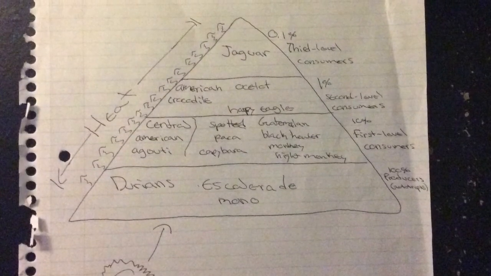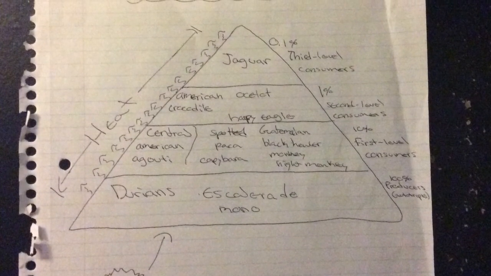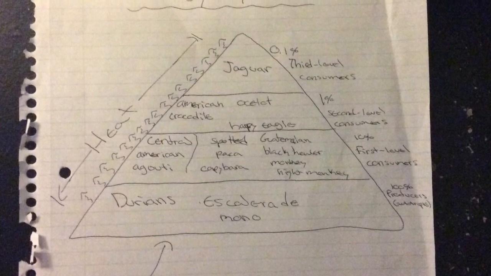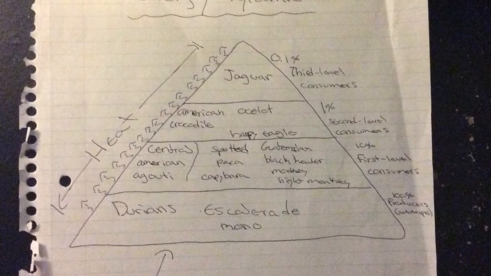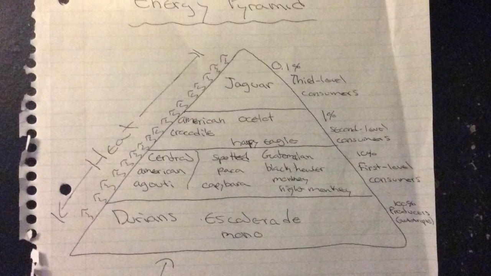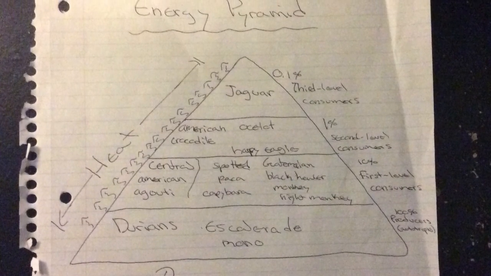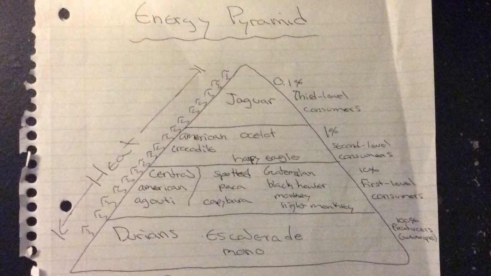This energy pyramid of Darien National Park shows the energy from autotrophs at the bottom of the pyramid go to the first level consumers, to the second level consumers, to the tertiary consumers, all while giving off heat. The autotrophs get their energy from the sun, which is unlimited.